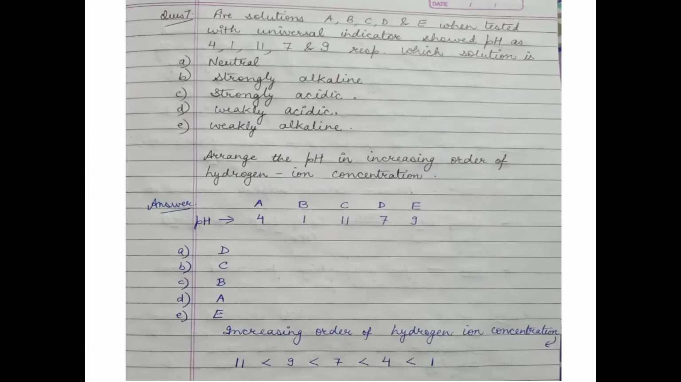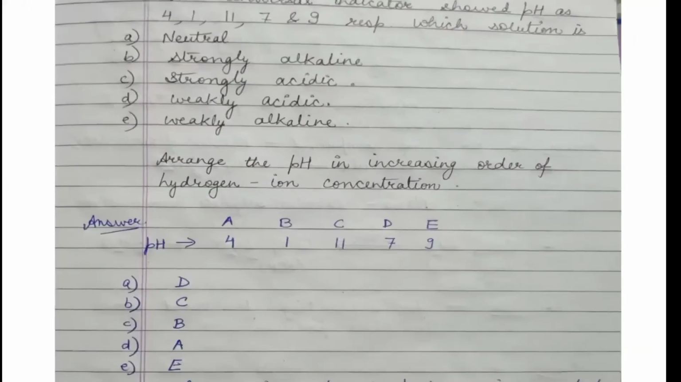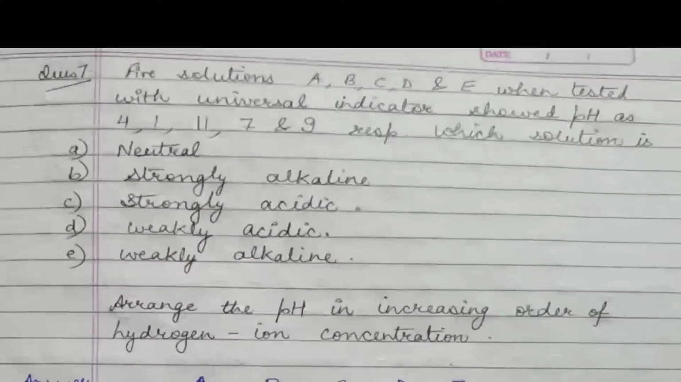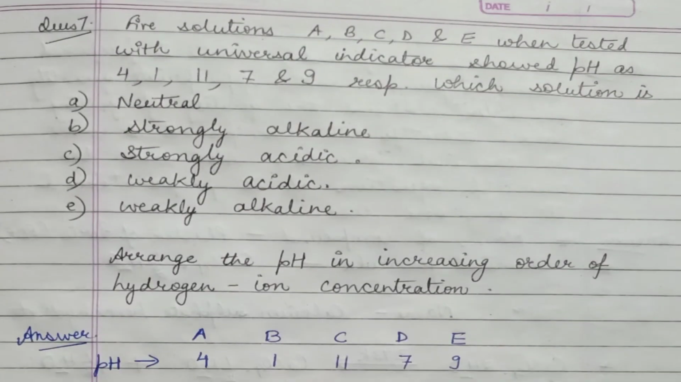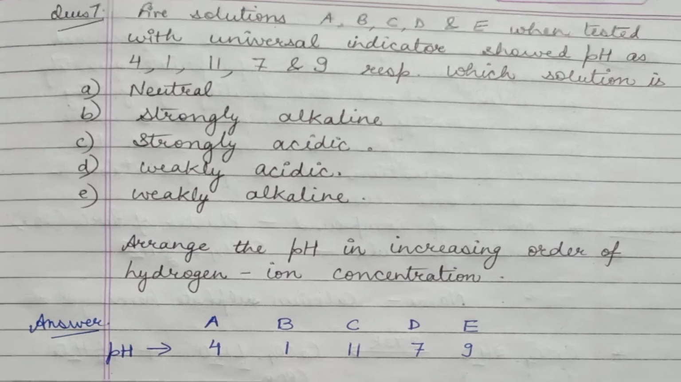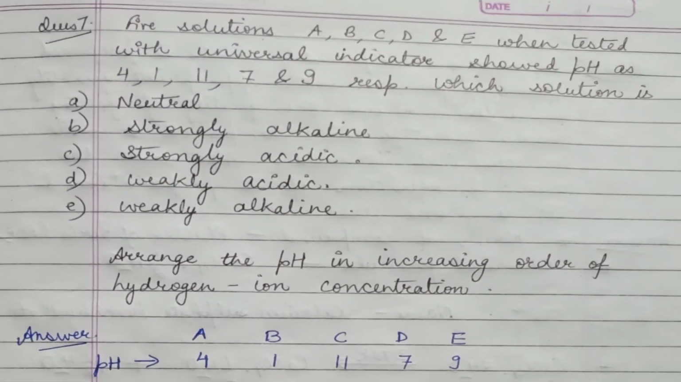Question number 7. So question number 7 is, 5 solutions A, B, C, D and E when tested with universal indicator showed pH as 4, 1, 7, 11, 7 and 9 respectively. Now you have to answer these questions. Which solution is neutral? Which solution is strongly alkaline? Which is strongly acidic? Which is weakly acidic? Which is weakly alkaline? And one more question has been included, that the line is written in the last.